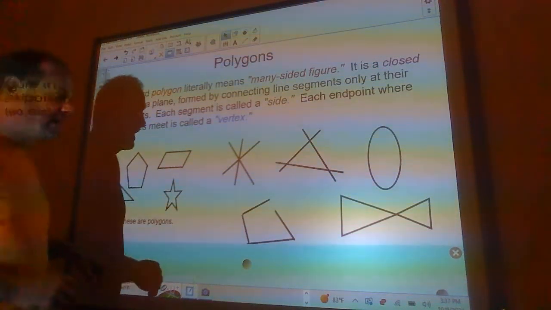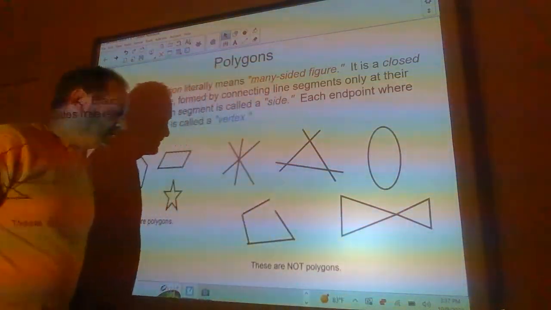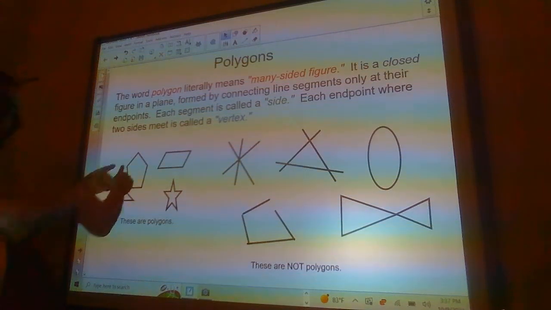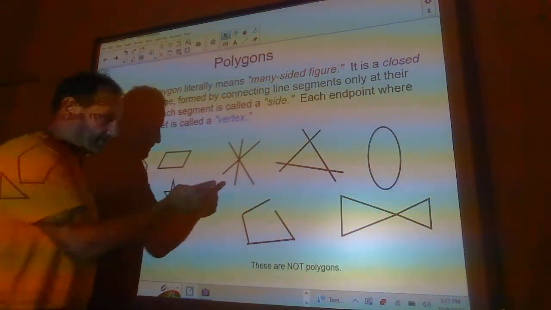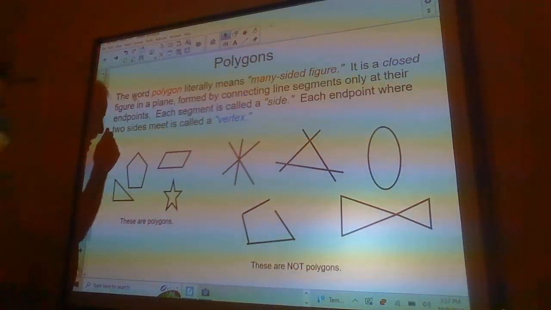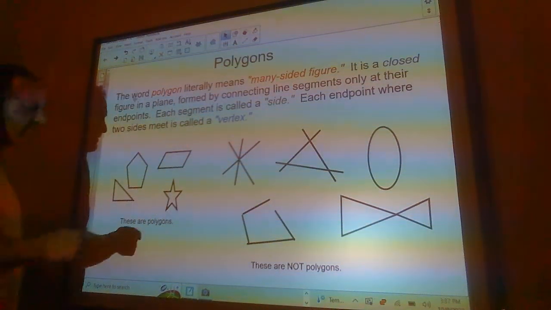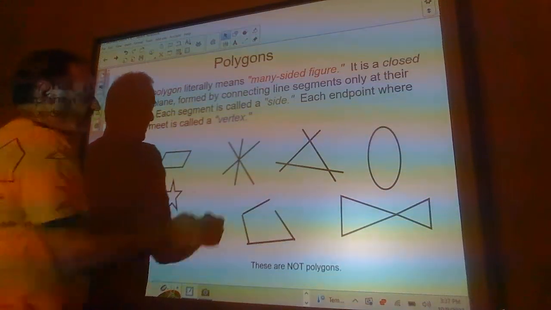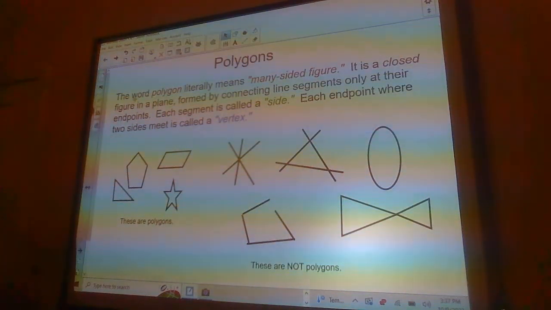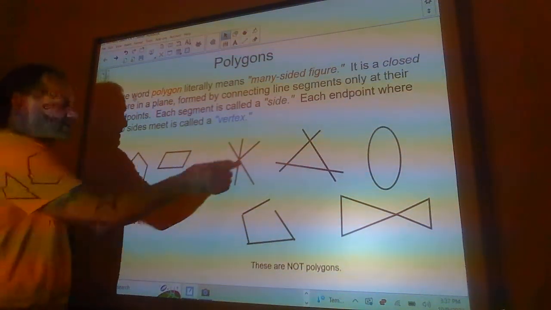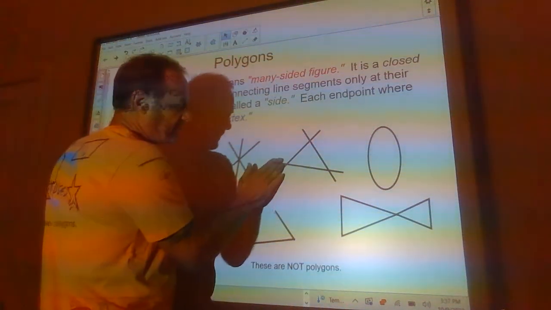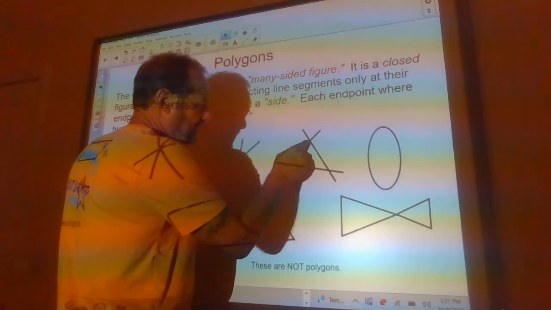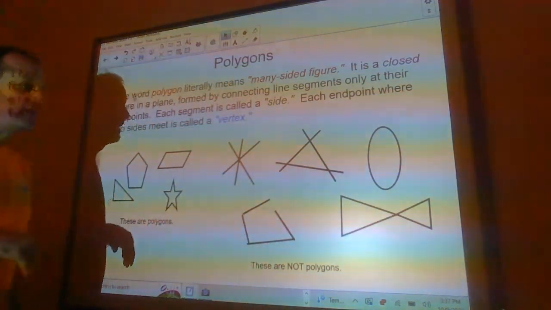Okay, so here we have some things that are polygons. These are all polygons. Okay. We have some things that are not polygons. So let's look at those and figure out why they're not polygons. So this one is a collection of segments, but they do not meet at the endpoints. So this is not a polygon. Same thing here with this. Okay, this almost looks like a triangle. Okay, but it doesn't meet at the endpoints. So again, not a polygon.